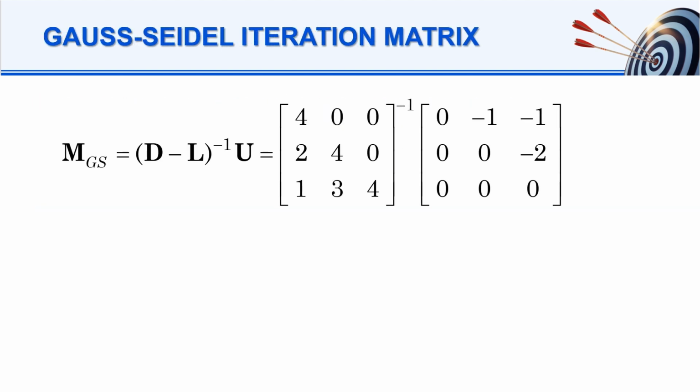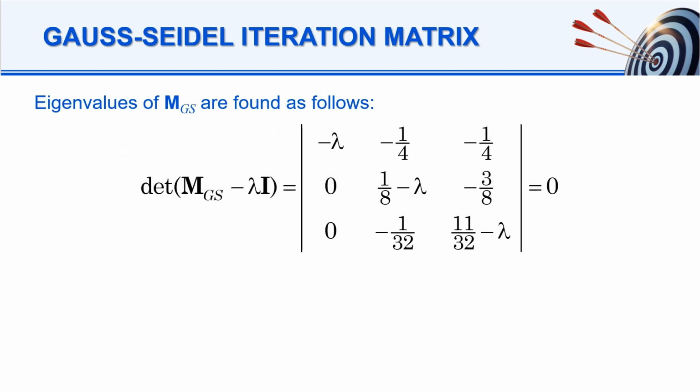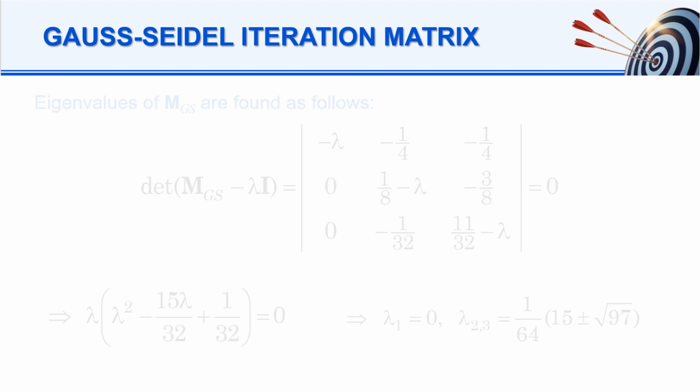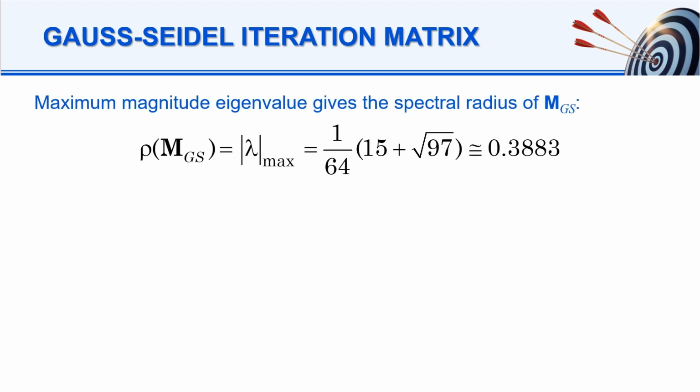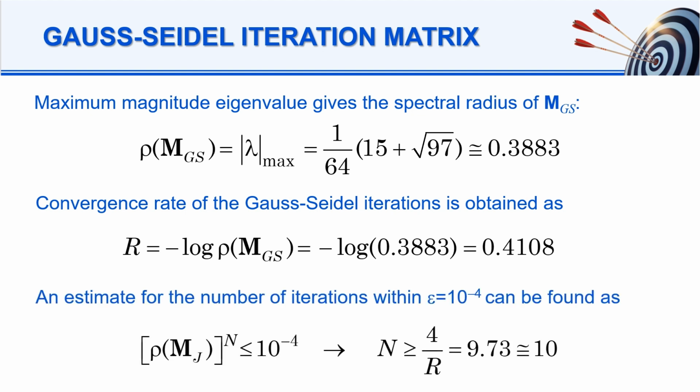The Gauss-Seidel iteration matrix is constructed as follows. The eigenvalues of the Gauss-Seidel iteration matrix are obtained as follows. The maximum magnitude eigenvalue gives the spectral radius of MGS as 0.3883. The convergence rate of the Gauss-Seidel iterations is found to be 0.4108. An estimate for the number of iterations within epsilon equals 10 to the minus 4 can be found as 10, which is also close to the value of 13 obtained in video 3.